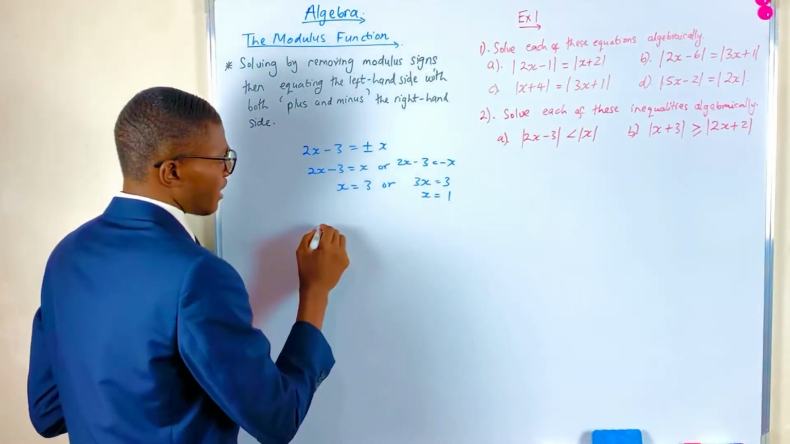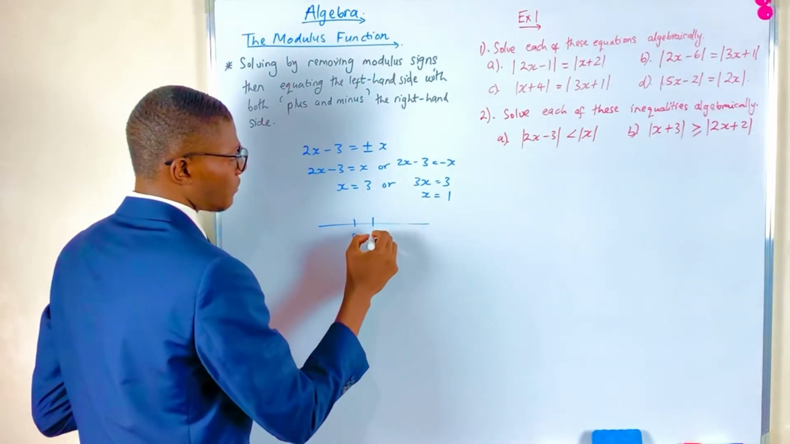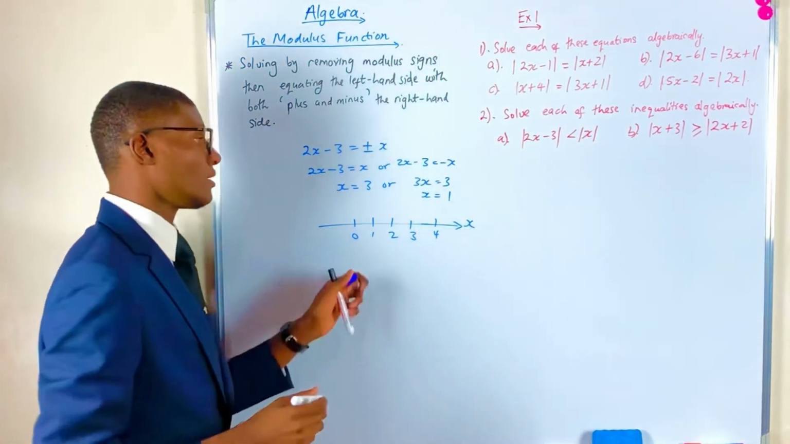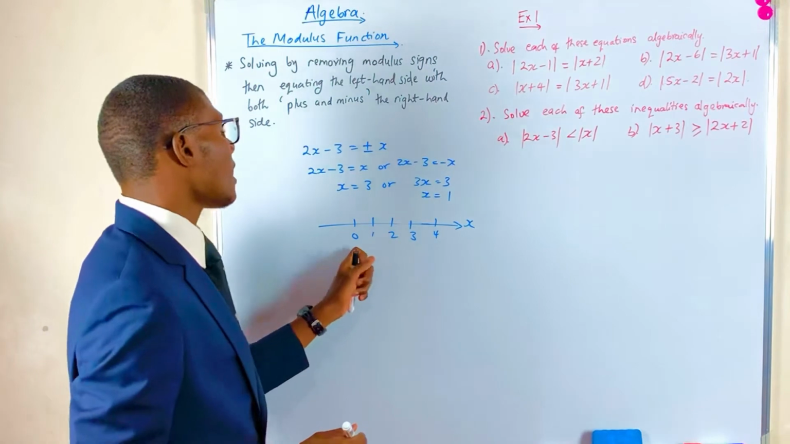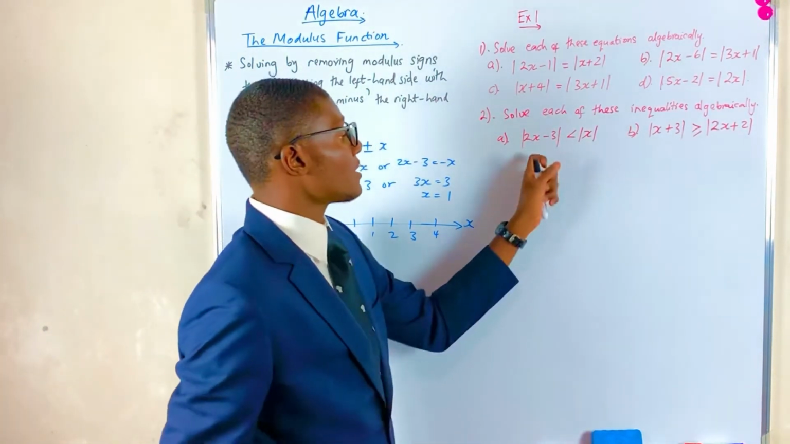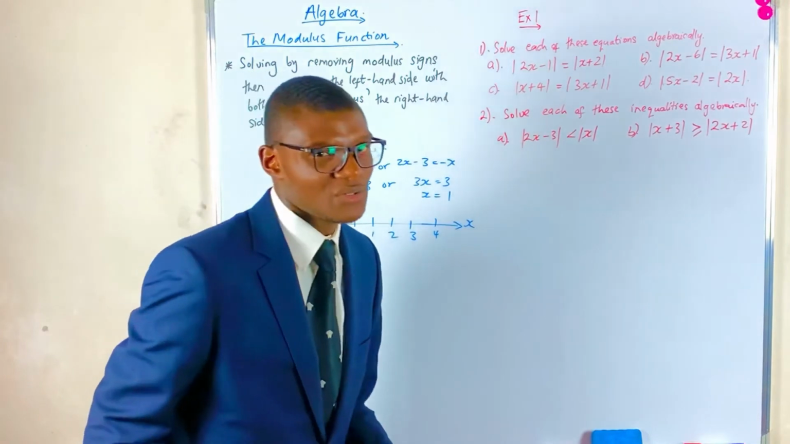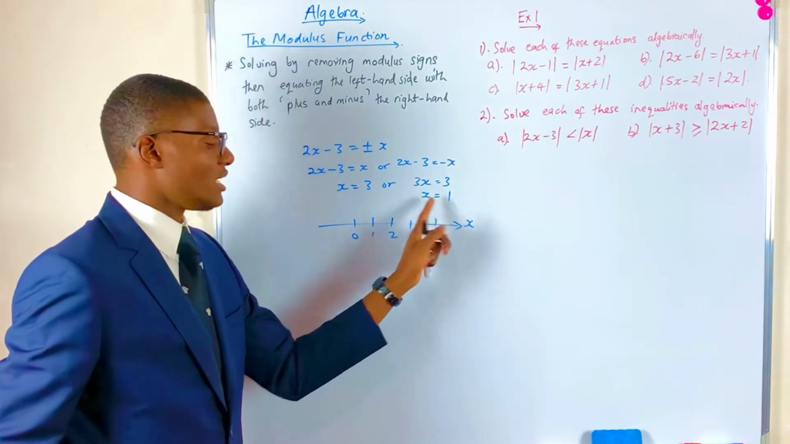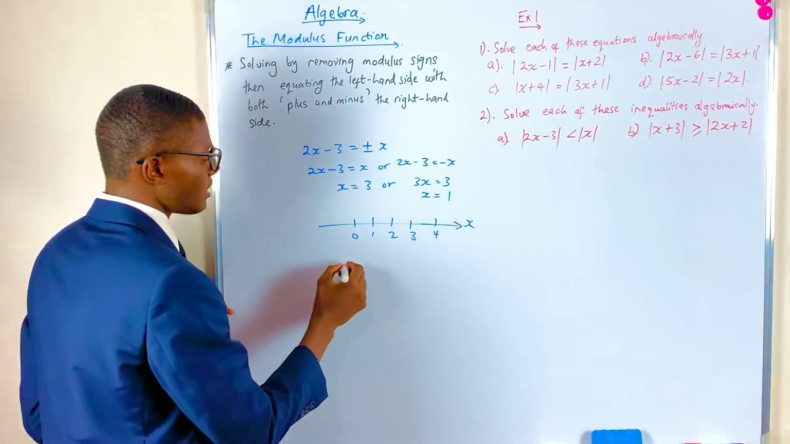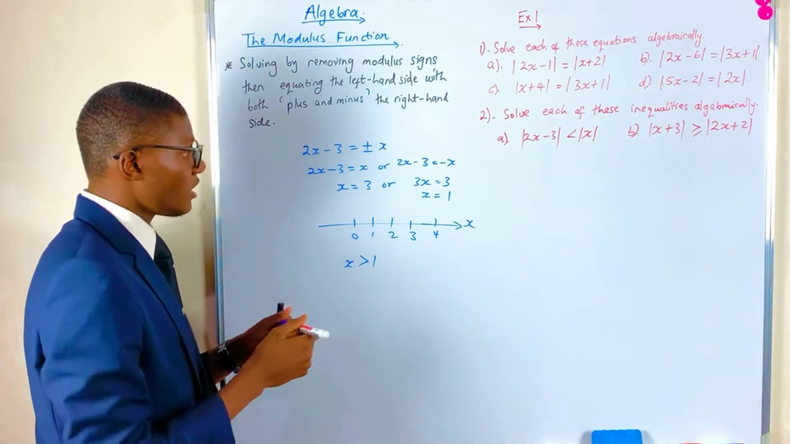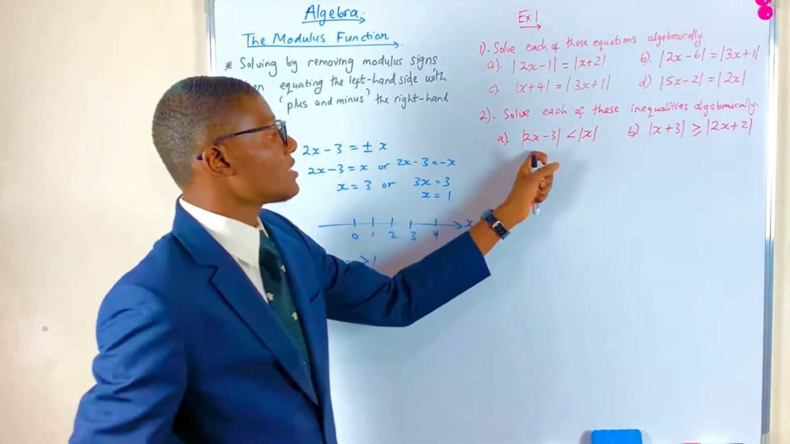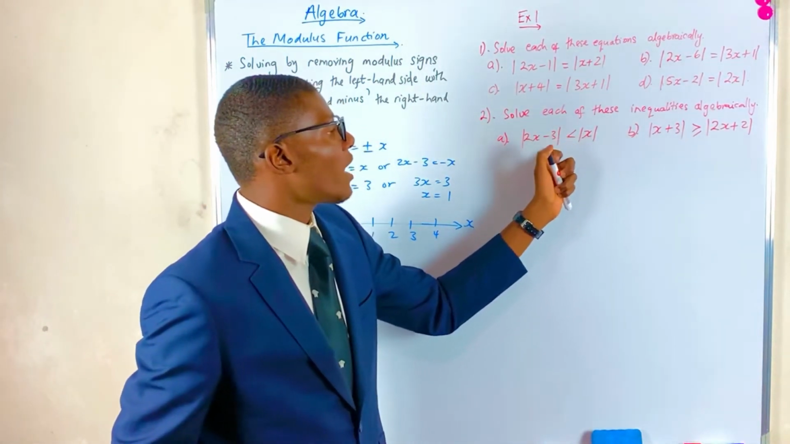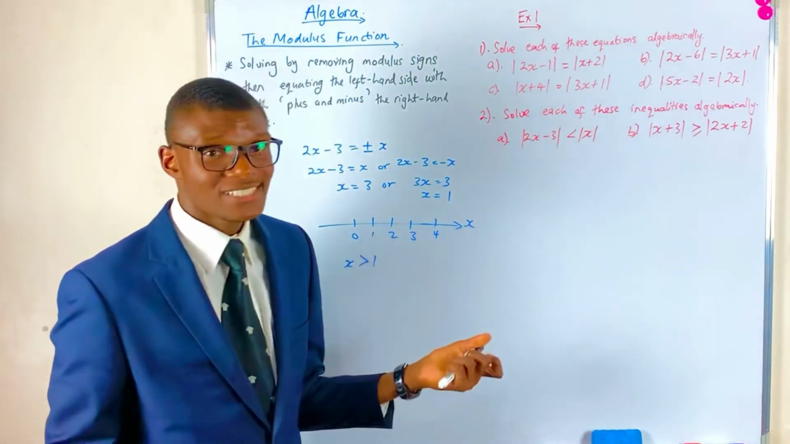So on a number line, if we pick 0, 1, 2, 3, and then 4 for x, and we pick 0, we are saying that minus 3 is less than 0. That doesn't make sense. So we don't need a range where x is less than 1. Definitely we need x to be greater than 1. If, for example, we pick 2, we're saying 4 minus 3, that's 1. Then 1 has to be less than 2. So that is correct.